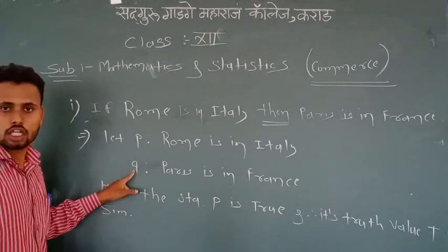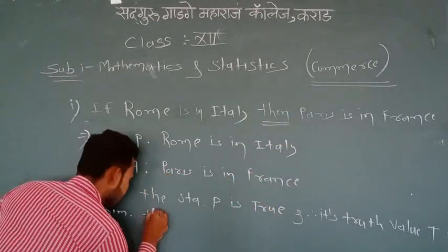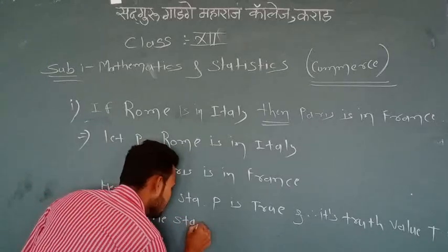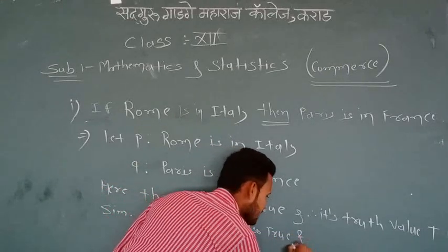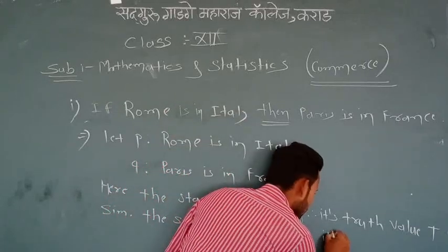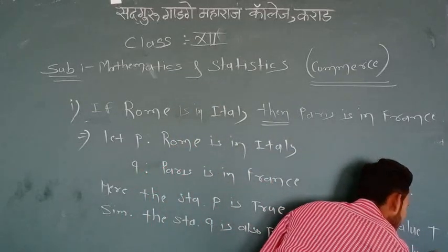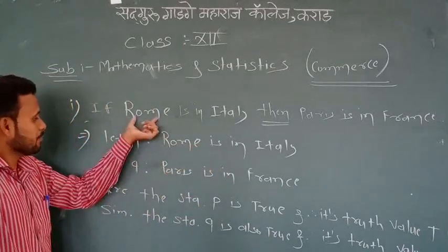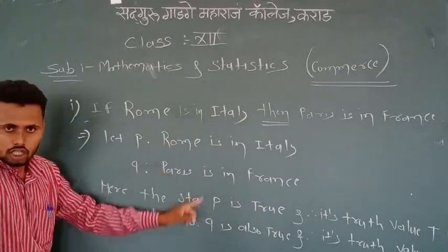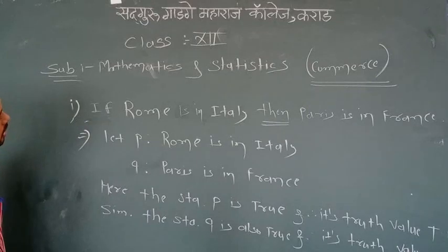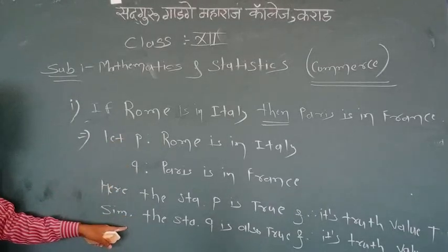Similarly, statement Q is also true, and therefore its truth value is T. Okay, we found the truth values of the two simple statements P and Q. The first statement is true, its truth value is T. The second statement is also true, its truth value is T. Therefore the required truth value... now next line, that's done.